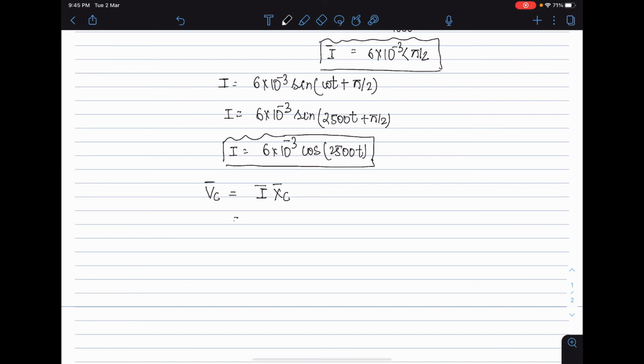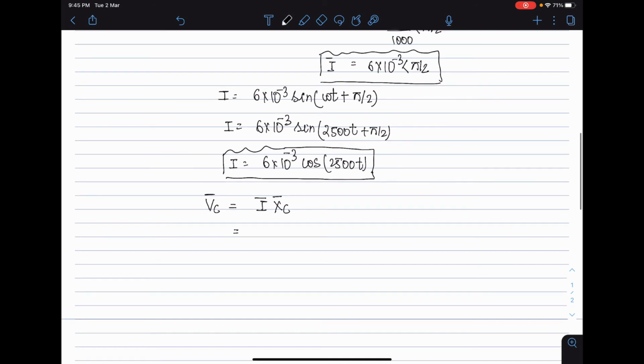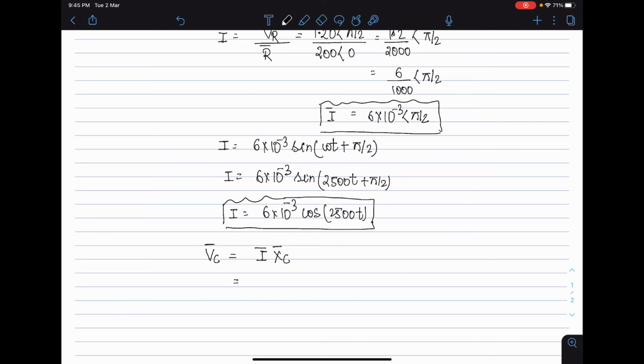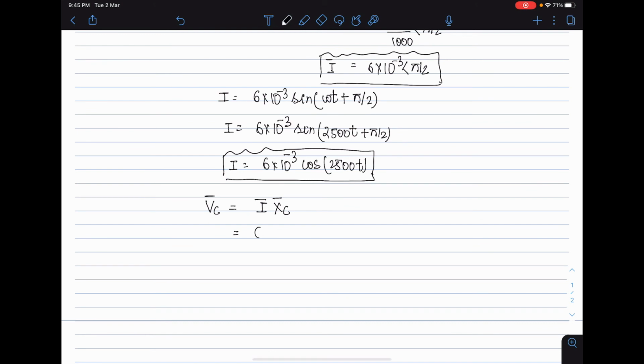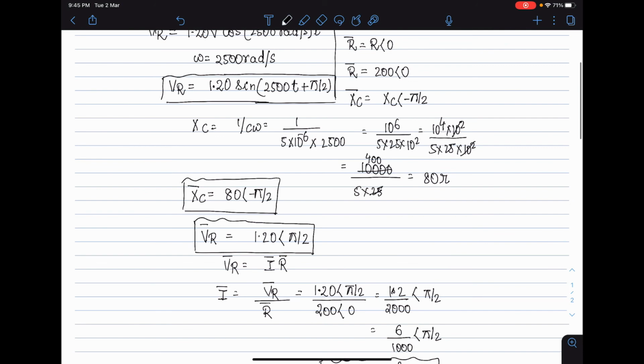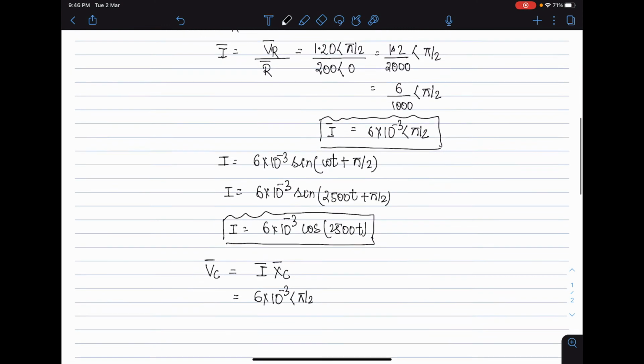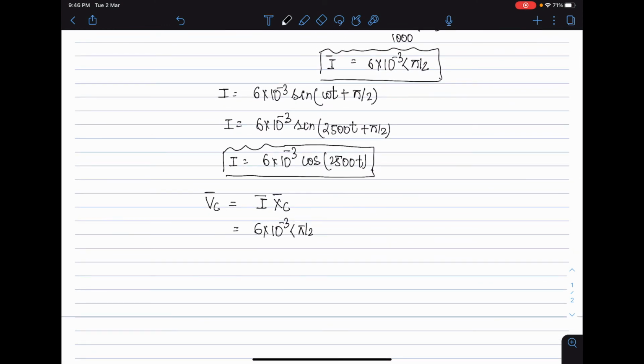VC phasor we'll write as I phasor into XC phasor, right? So I phasor already we have calculated. Current in terms of phasor we'll write as I phasor is equal to 6 into 10 to the power minus 3 angle pi by 2. So आप इसे ऐसे लिखिए 6 into 10 to the power minus 3 angle pi by 2 into XC phasor. XC phasor मैंने आपको बताया है कि XC phasor आप ऐसे लिखोगे, XC phasor is XC angle minus pi by 2. So XC is 80, right? So this is 80 angle minus pi by 2.